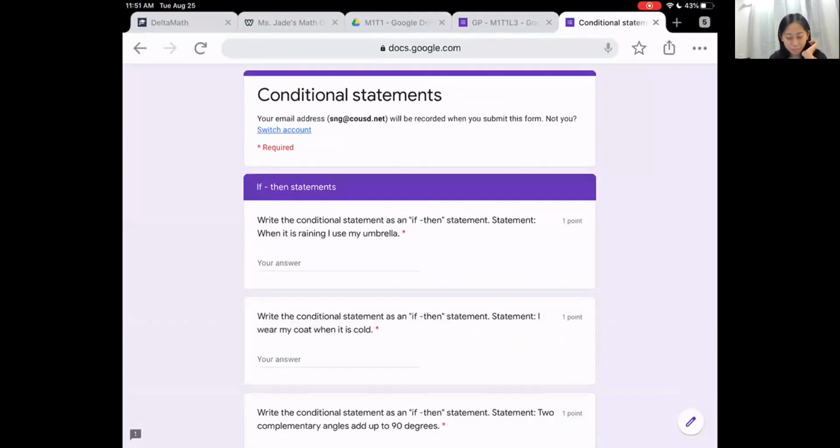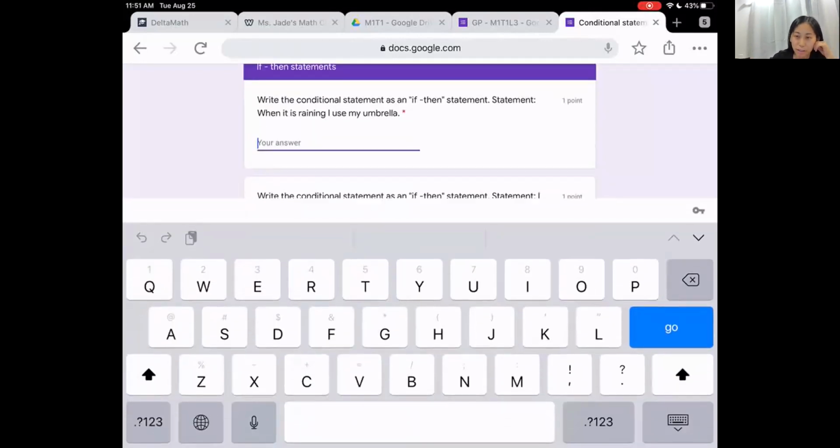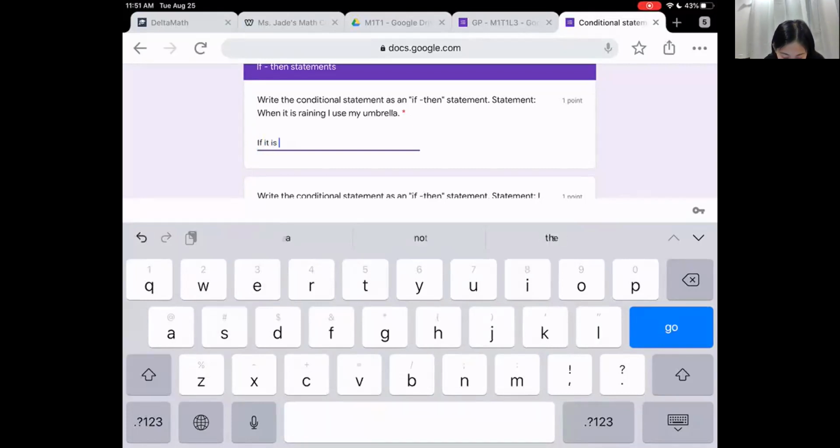Okay. So our first task is to write the conditional statement as an if-then statement. So we're going to write it as the proper conditional form. So the statement says, when it is raining, I use my umbrella. Does anybody have an idea of what I should be typing here? If it is raining, then I need to use my umbrella? Yes. Okay. If it is raining.